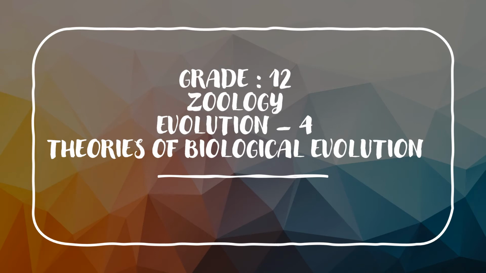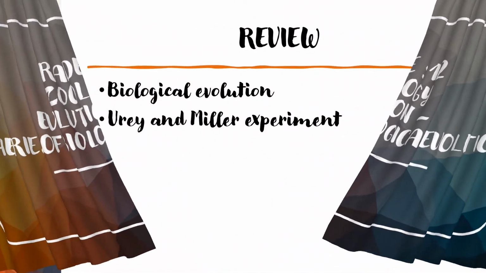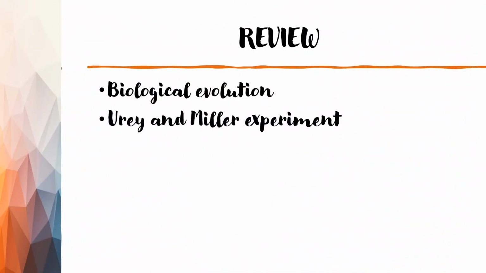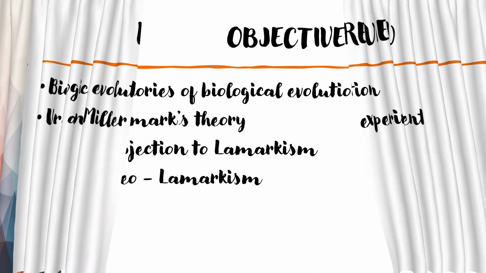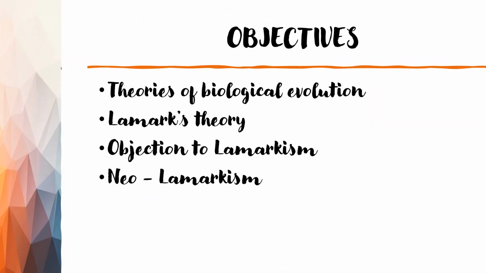We are discussing chapter 6, that is evolution, and today part 4, that is theories of biological evolution. In the previous session, we discussed biological evolution. Then, the Urey and Miller experiment to prove the evolution of biotic things from abiotic things, right? And in today's session we are supposed to discuss theories of biological evolution.